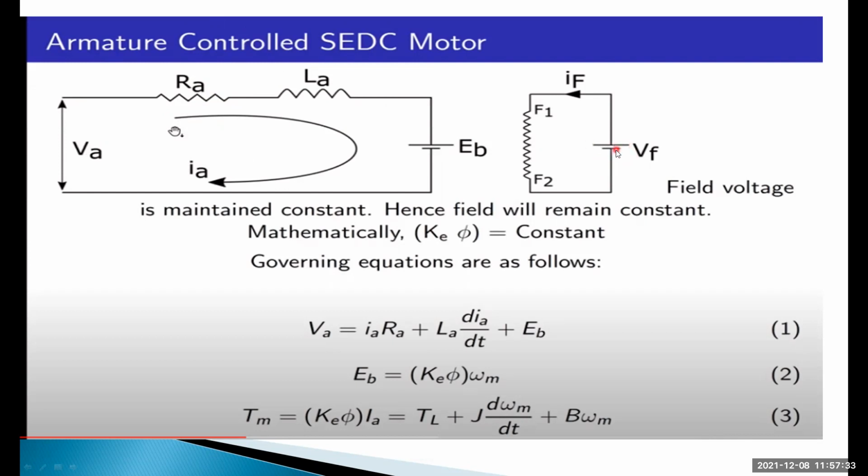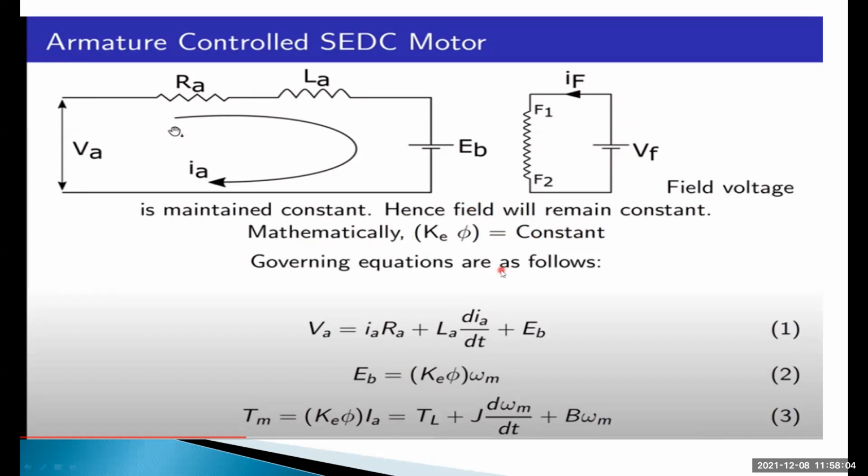Here in this experiment, we have to maintain the field constant. The field excitation of this winding is constant, that means the field current is constant. So the field voltage is maintained constant, and the field will remain constant. If the field voltage is constant, the field excitation is constant, which means the field will remain constant. Mathematically, K into phi is equal to constant. This is called the mathematical expression.